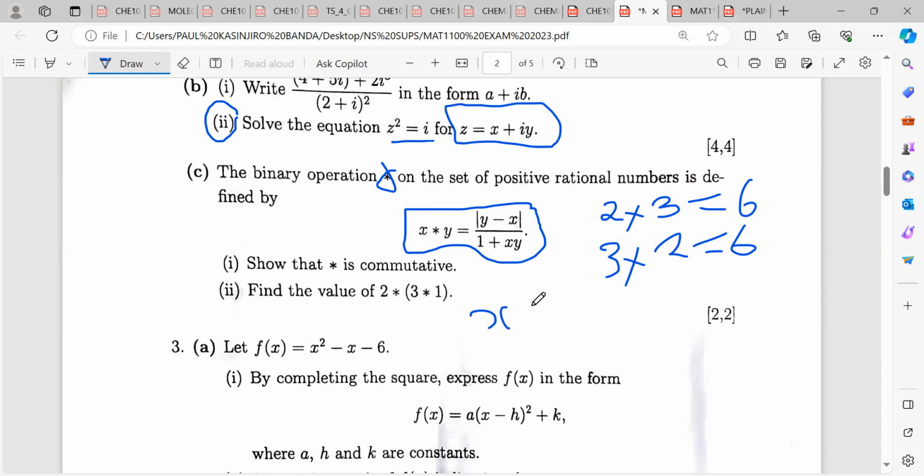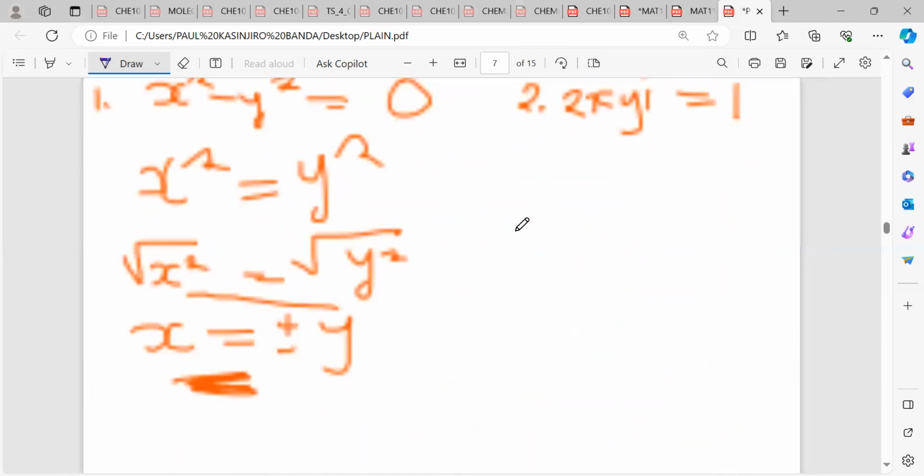So they want us to show that this star is commutative, meaning that x star y should be equal to y star x. They want us to prove this. So how do you prove it? You use the same rule. x star y is just equal to this, but what is y star x? We follow the same rule, but whatever was on the x, we put the y, and whatever was on the y, we put the x. So let me go to the board.